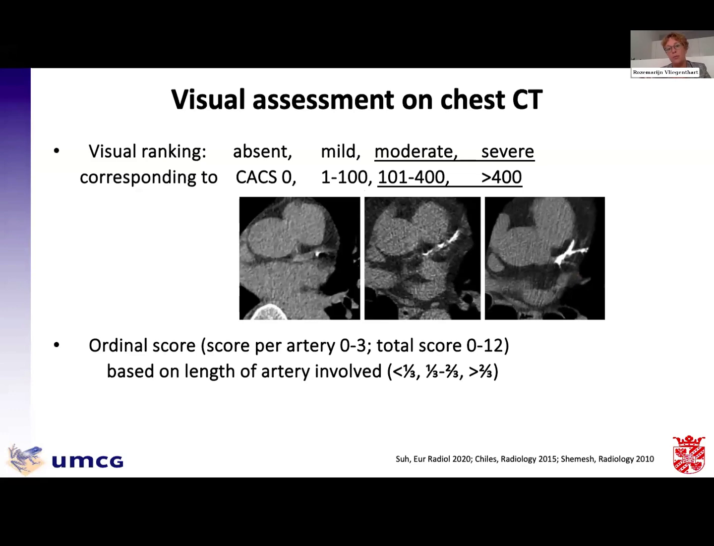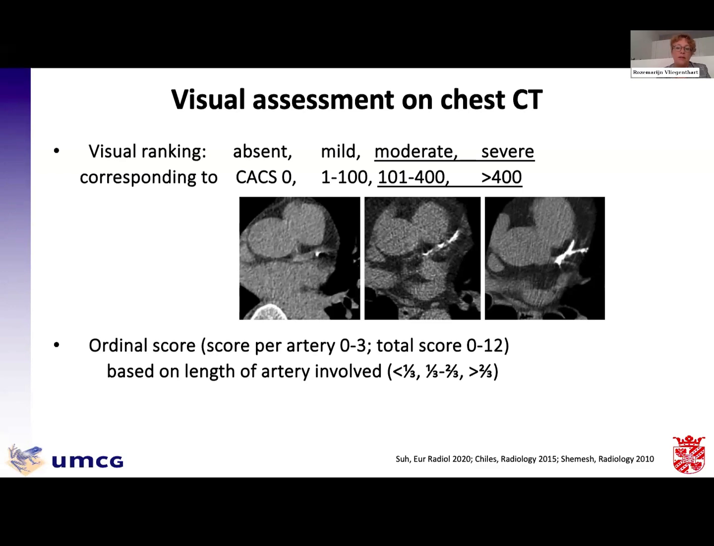Now, another approach to evaluating coronary calcium in chest CT is not quantifying it, but just using a visual assessment. And this does not require software. Any radiologist can do it when he looks at the scan. And you see here a ranking of absent, mild, moderate, and severe, which closely resembles calcium score of 0, 1 to 100, 100 to 400, and over 400. You see here 3 examples that correspond to mild, moderate, and severe coronary calcium.